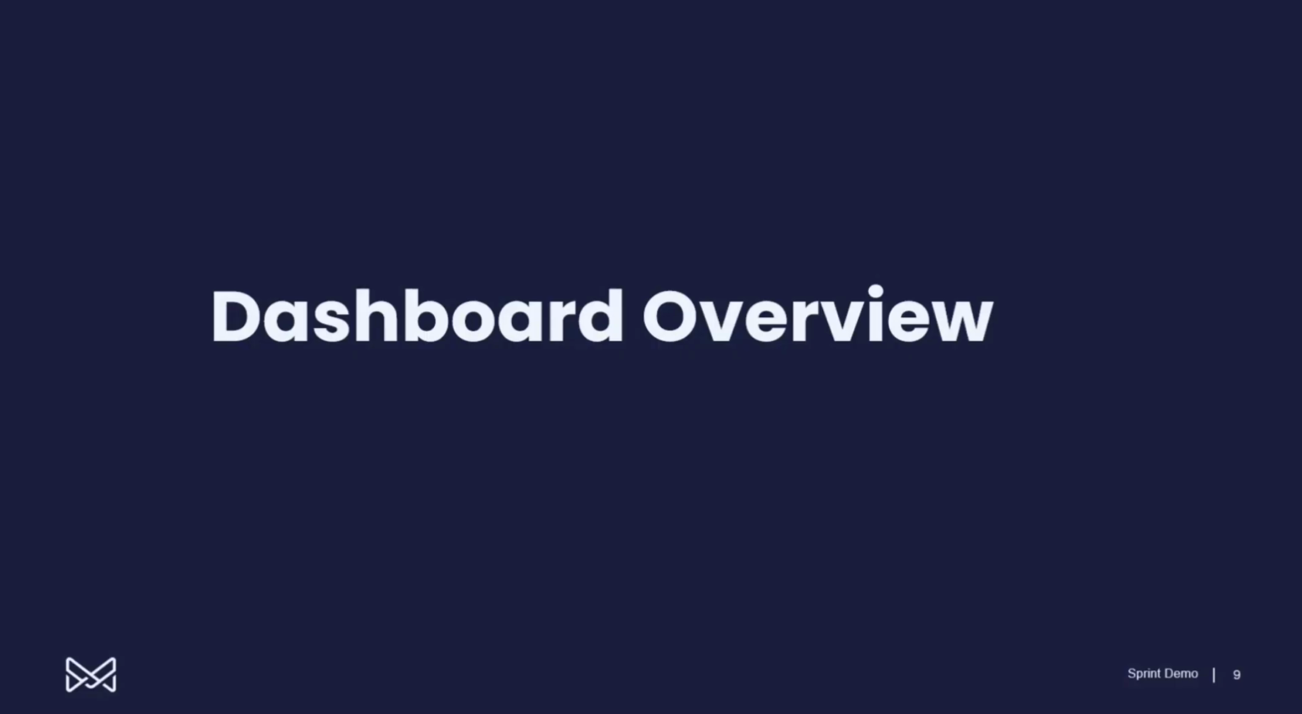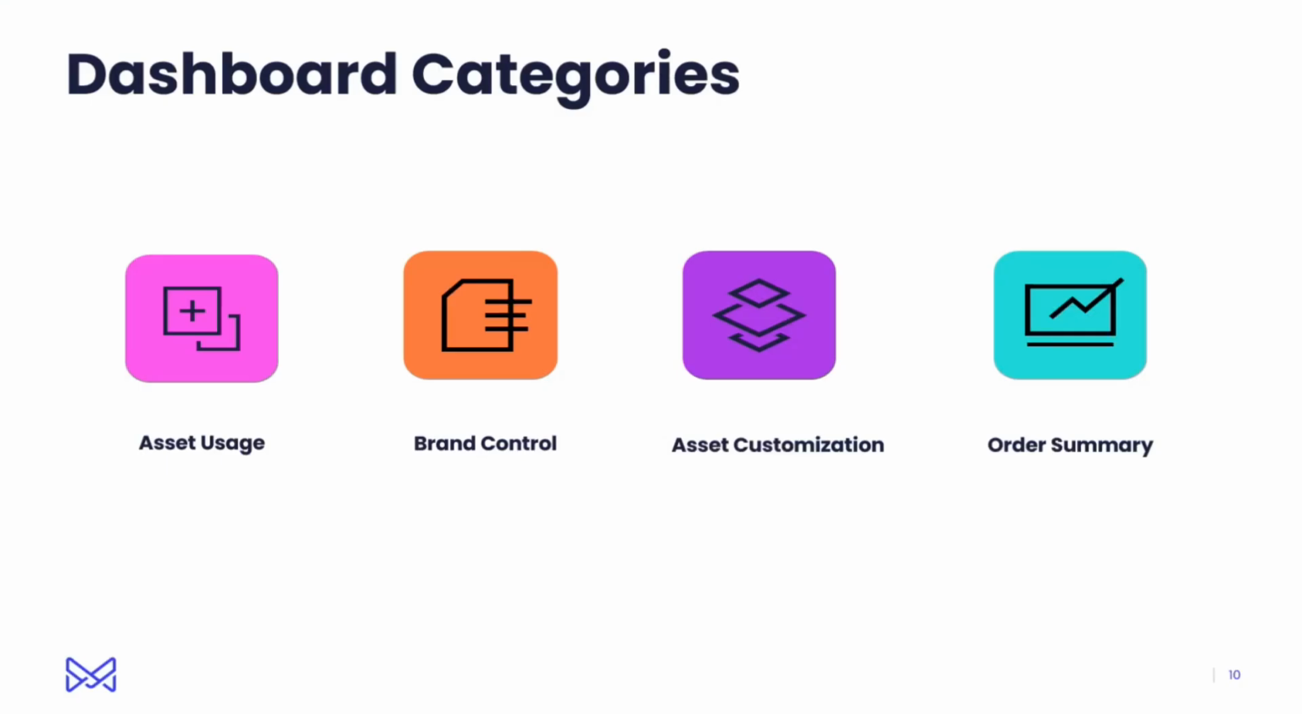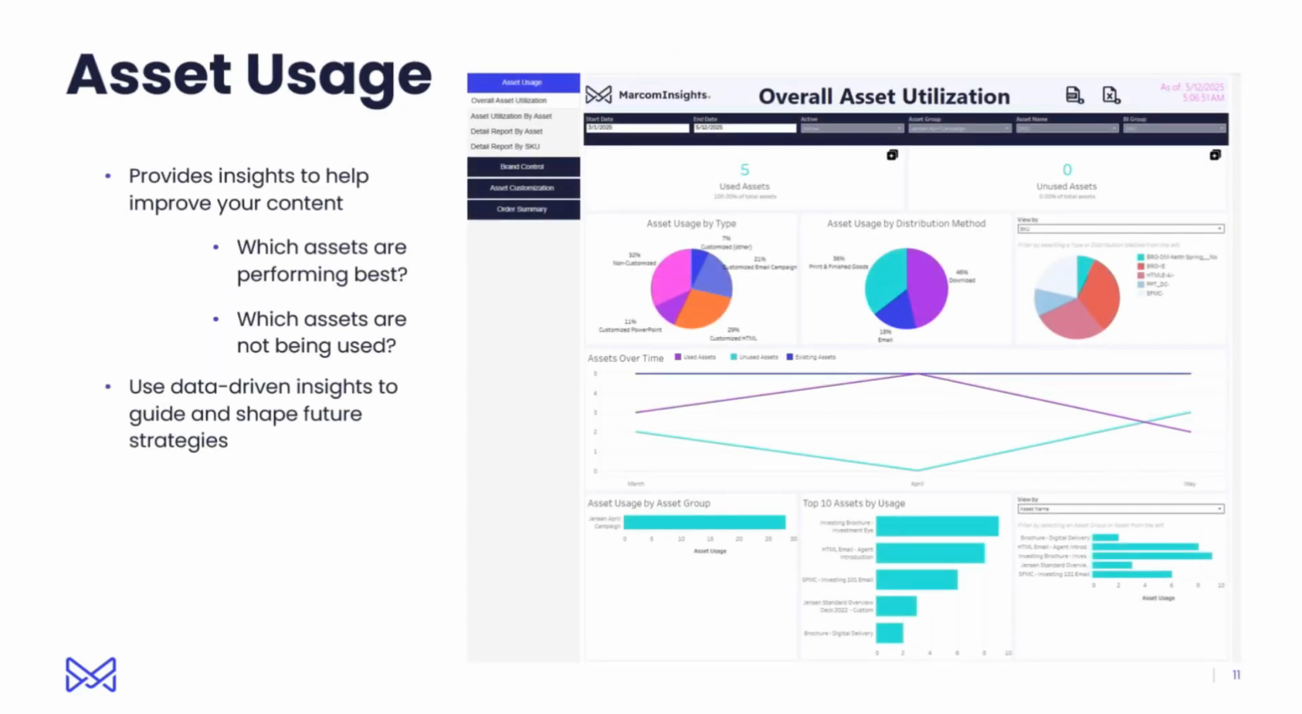So next up, we'll take a look at the dashboards. We do have 4 main categories that our dashboards are grouped into. Today, we will be focusing on the first 3, which are asset usage, brand control, asset customization. So the first one we'll be looking at is the asset usage category. So these dashboards provide insights to help improve your portal's content. So you can quickly log in and see which materials are performing best and which assets are not being used.